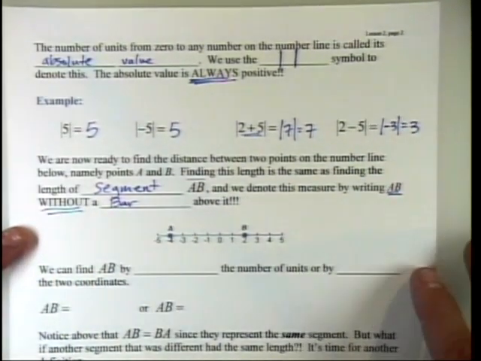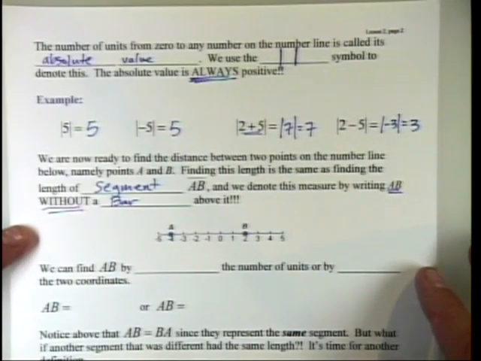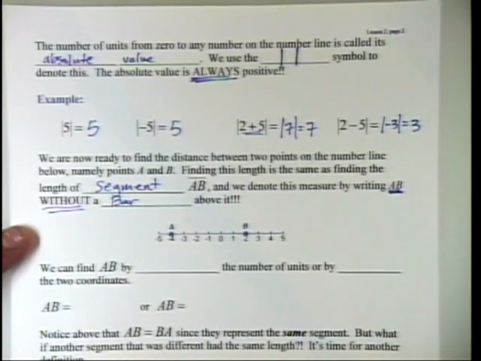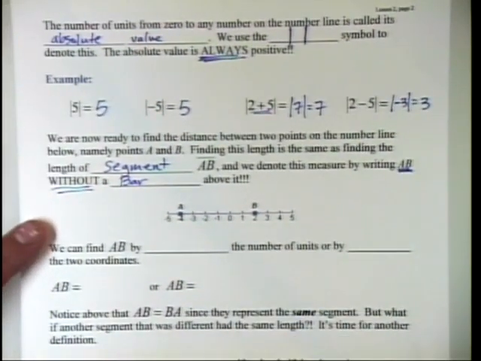And I know firsthand that some of you students out there are having a real difficult time distinguishing between AB with the bar above and AB without the bar. Without the bar, again, it means we're talking about the measure of the segment, the length of the segment, or the distance between the 2 points A and B. Let's look at this example.